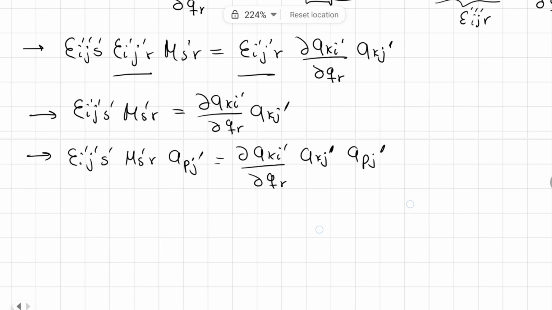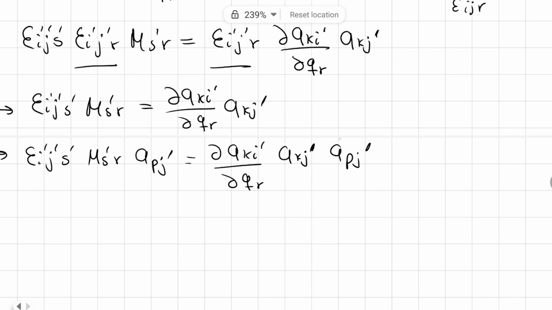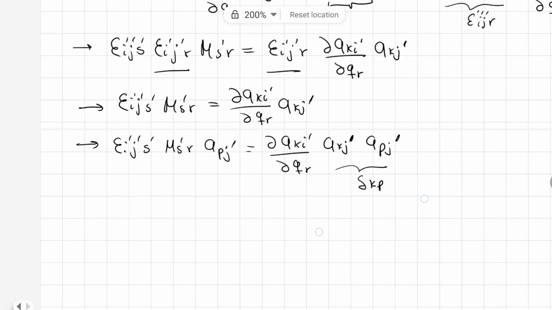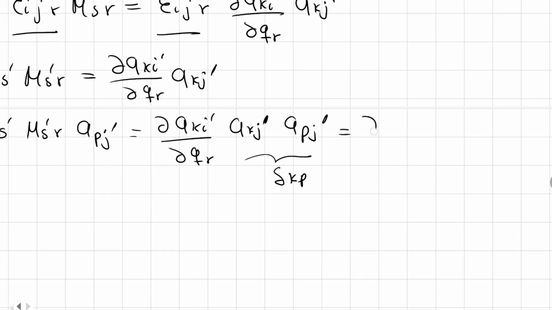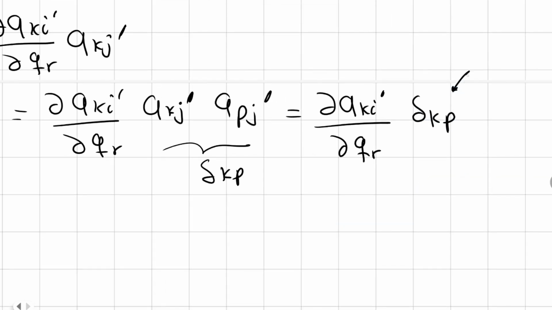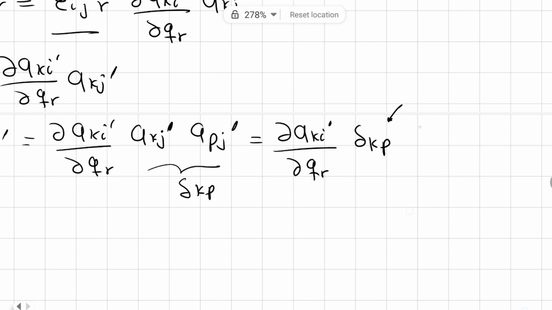Perfect. And remember that in the lesson on the calculation of the inertia tensor of a rigid body, we showed that the product of two elements of the transformation matrix A in this form is equal to a Kronecker delta KP. So this is equal to the partial of A_KI' with respect to Q_R times a Kronecker delta KP. And of course, this Kronecker delta is going to switch the index K to a P. So this is equal to the partial of A_PI' with respect to Q_R.